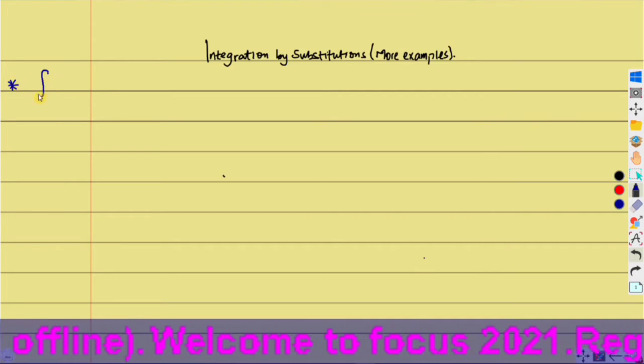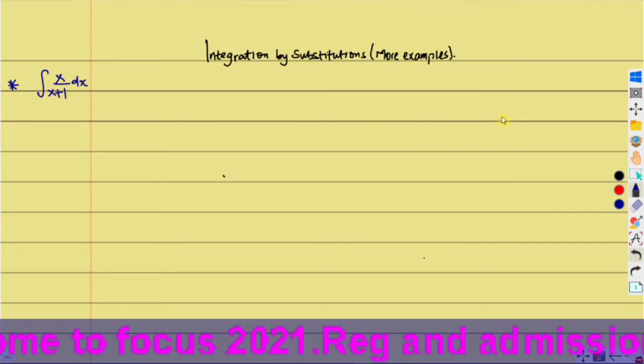We have an integrand of x over x plus 1 dx. So I've said with more examples, you are going to be getting how to integrate without having any issues. Now, looking at this, like my method, I told you, you are looking for a variable that will consume either the numerator or denominator. Here, there's no such variable that will consume each other.